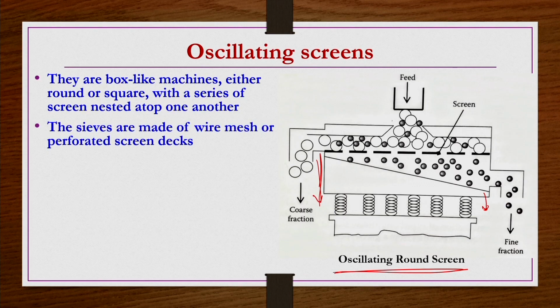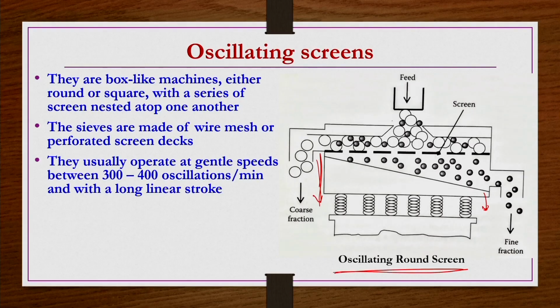The sheaves are made of wire mesh, or perforated screen decks can also be used, depending on the size of the particles you are using. If you have bigger particles, a few centimeters or a few millimeters, then you may prefer perforated screen decks, which have more mechanical strength. If the particles are finer material, then you can go with a kind of woven wire mesh. They usually operate at gentle speeds between 300 to 400 oscillations per minute with long linear strokes.